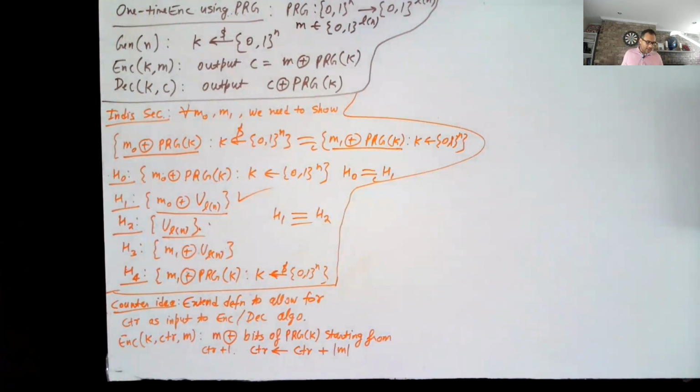Now, yeah, and the decryption will also take the counter. The decryptor will also keep maintaining the same counter, right? So there are two problems here. So one is the problem of synchronization. So first, what if there are multiple encryptors?